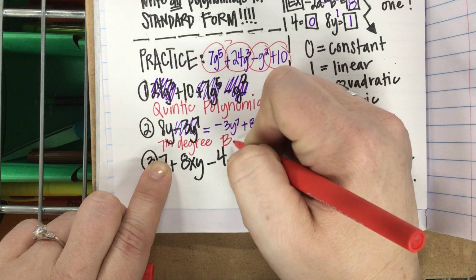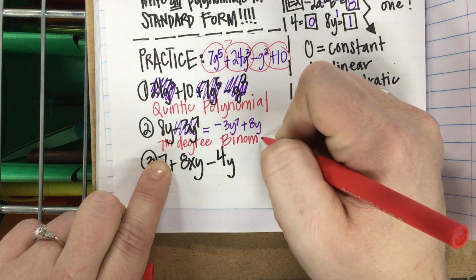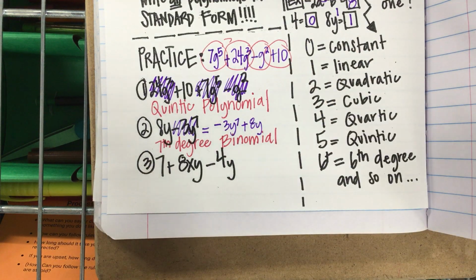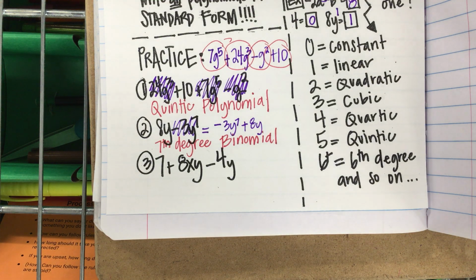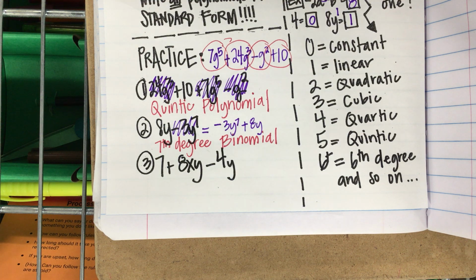Wait, aren't you adding the other y? Nope, but it's a negative, so you subtract. 7th degree binomial. Because it's 2 terms, we have to pick which one is bigger, and the 7 is bigger than the other one, which is a 1. But they do not get added together because they are not in the same term. They're in 2 different terms.